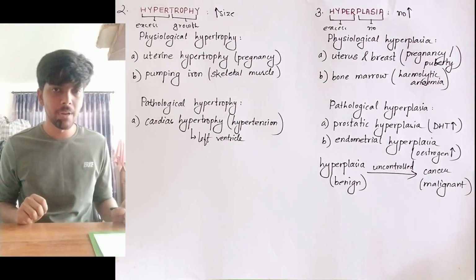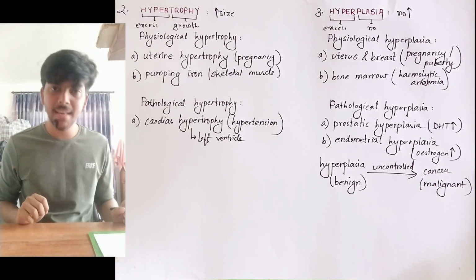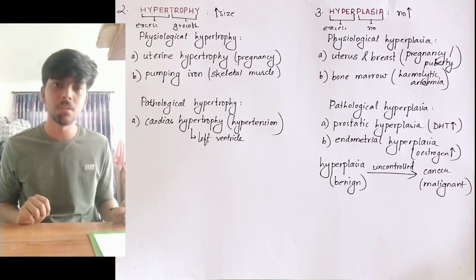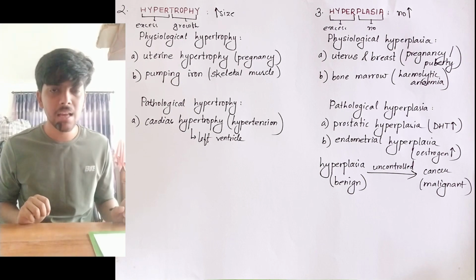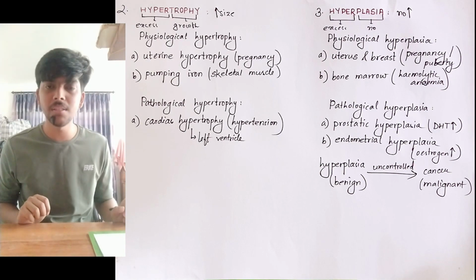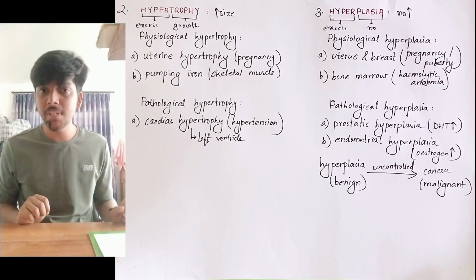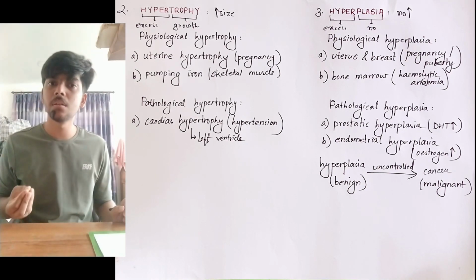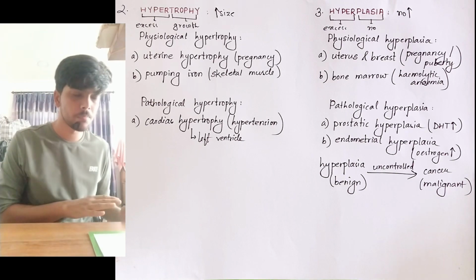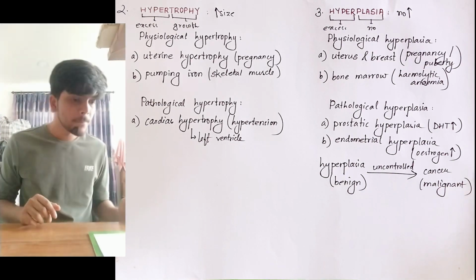Third is hyperplasia, where hyper means excess and plasia means number. During hyperplasia, the number of cells increase. As a result, the overall function of the cells increase as well. This obviously is a reversible change, because upon the removal of the stress, the number of cells come back to its normal number. Now let's look at its example.